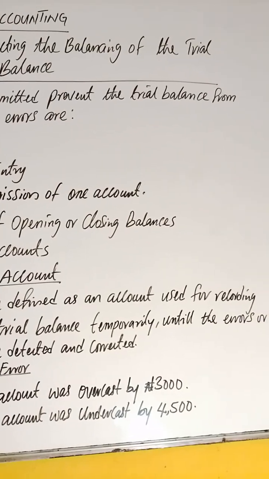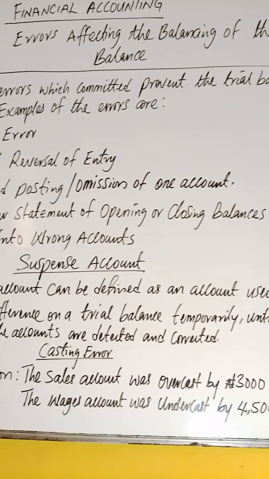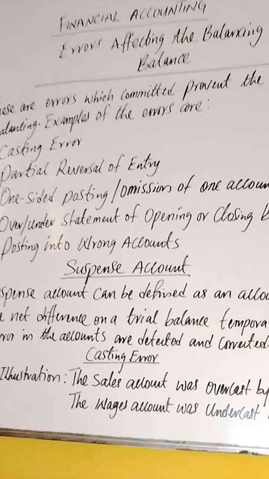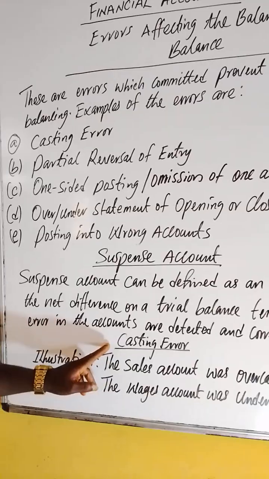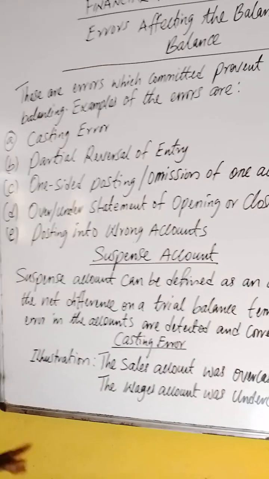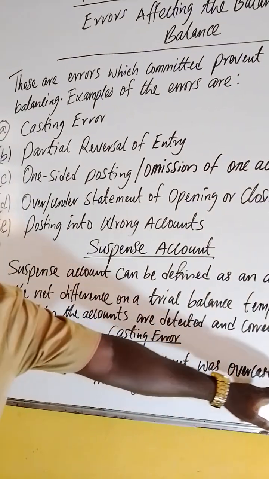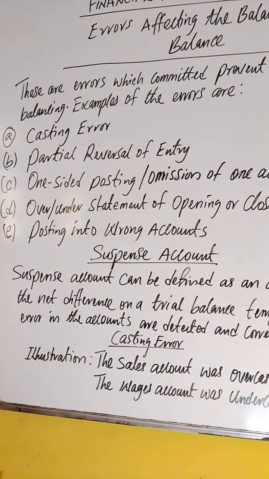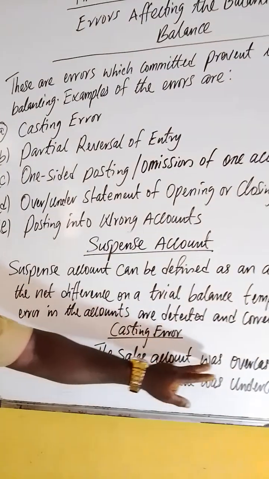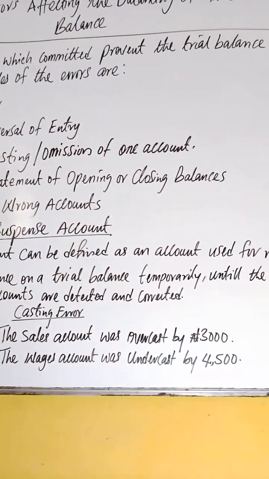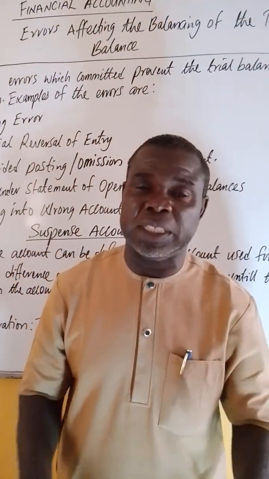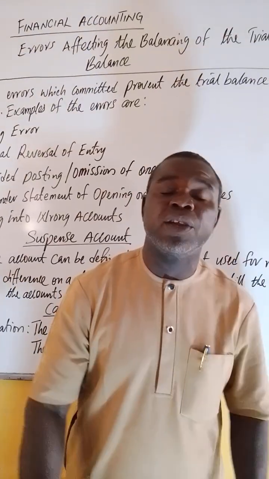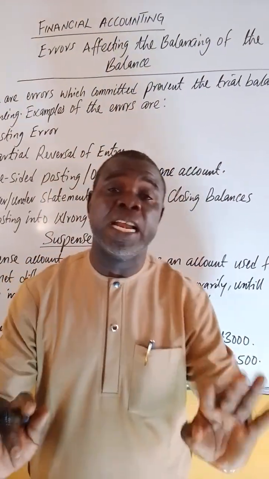So as we go ahead correcting the errors, you will see how the suspense account is used to correct errors affecting the trial balance. Let me look at the first error, which is the casting error. I already explained the casting error. Let's look at the illustration straightforward. The sales account was overcast by 3,000. That is, on investigation, after the trial balance did not balance, it is discovered that the sales account was overcast by 3,000. When the sales account is overcast by 3,000, you must understand the double entry. That's why I always repeat, time without number, that double entry is the bedrock of financial accounting.